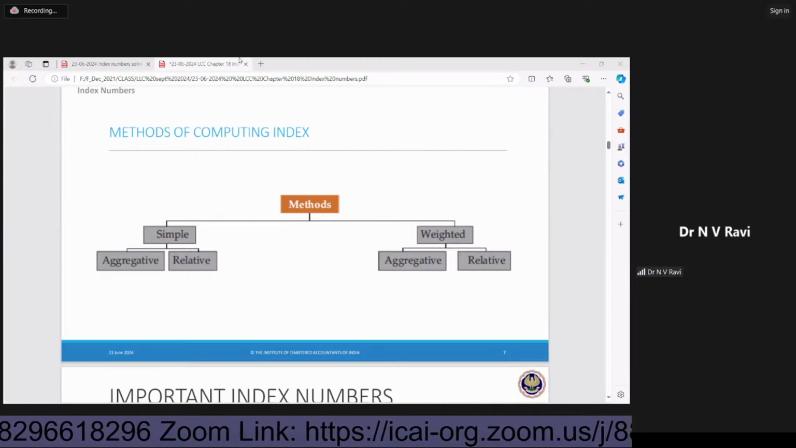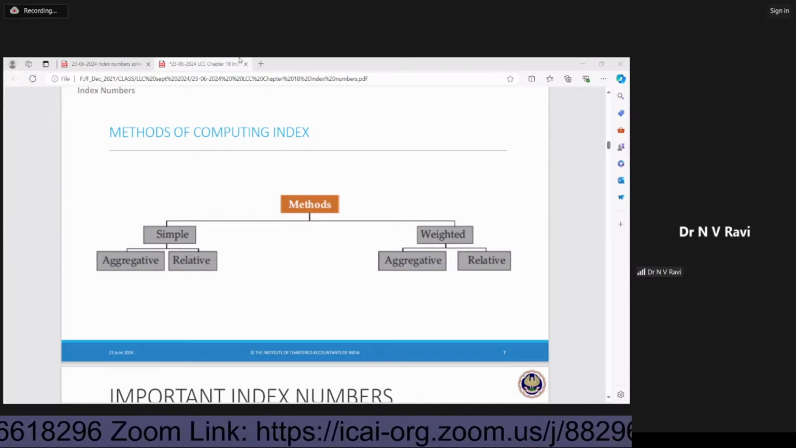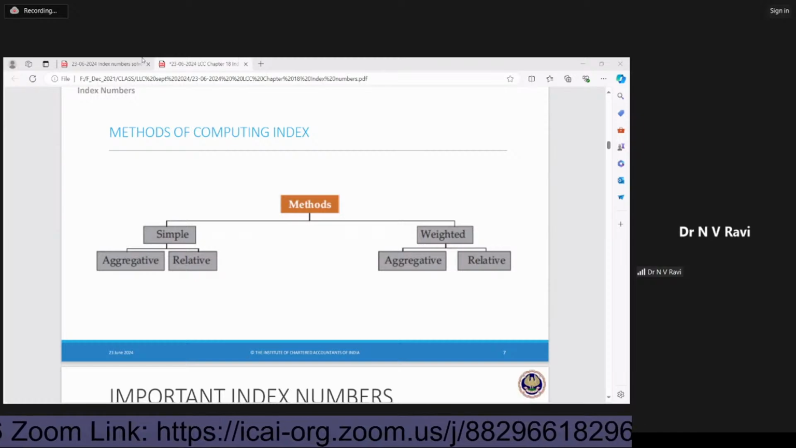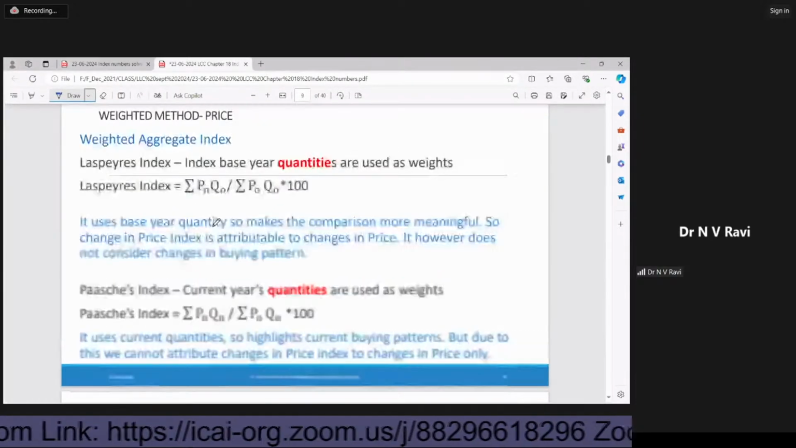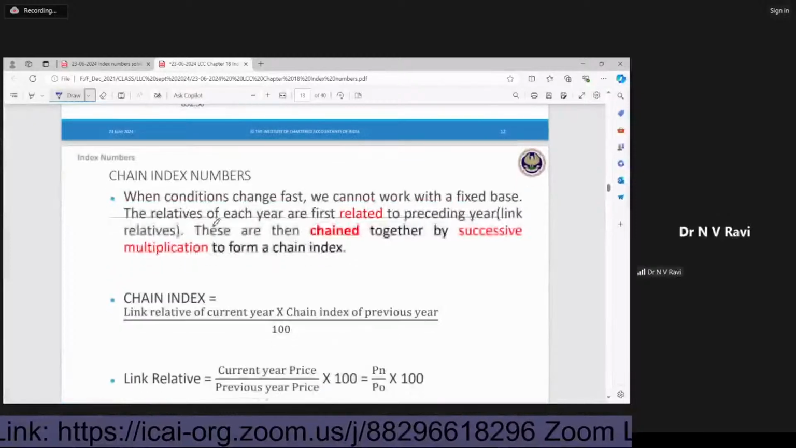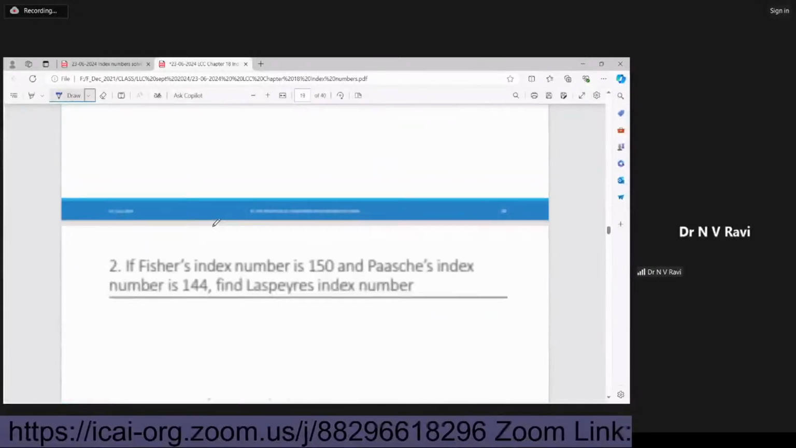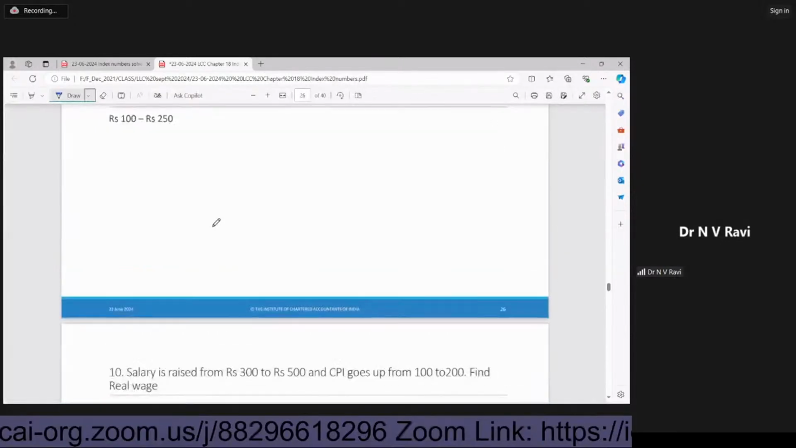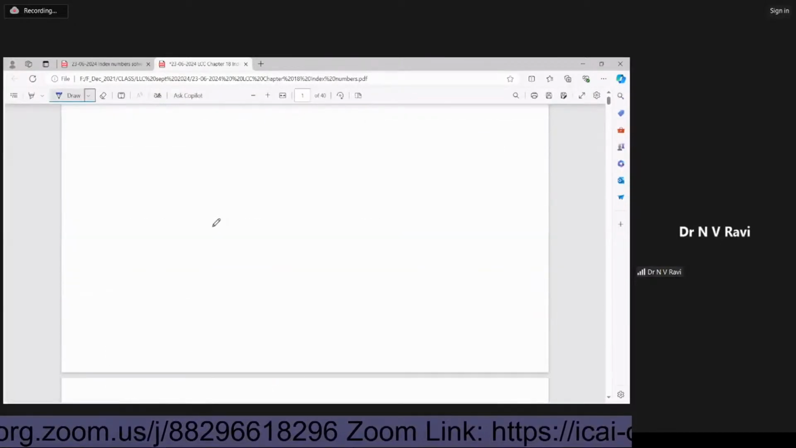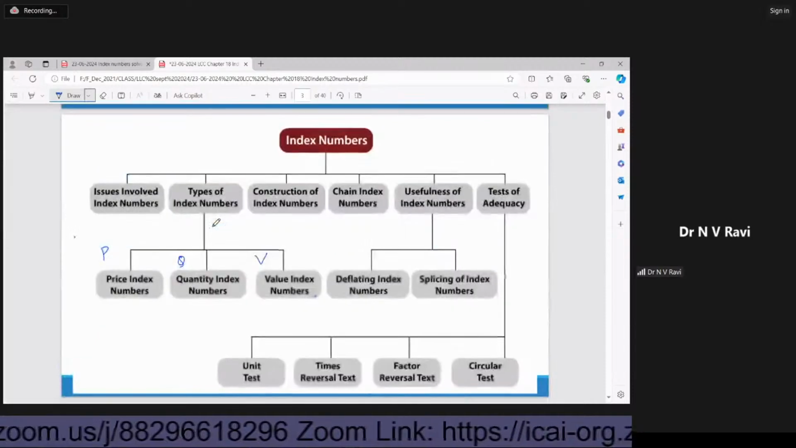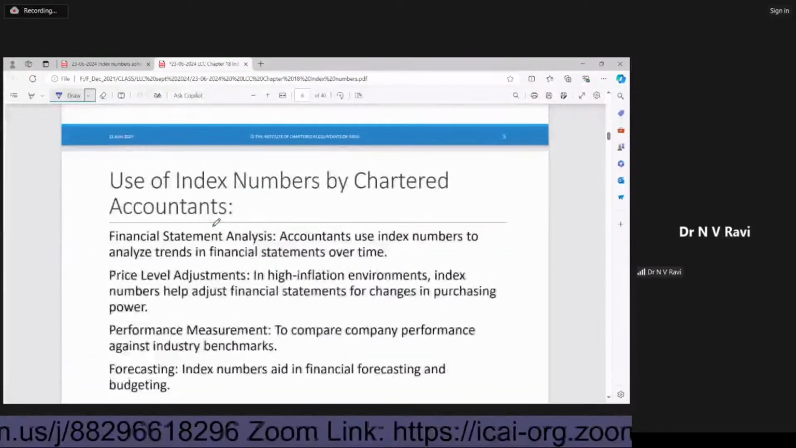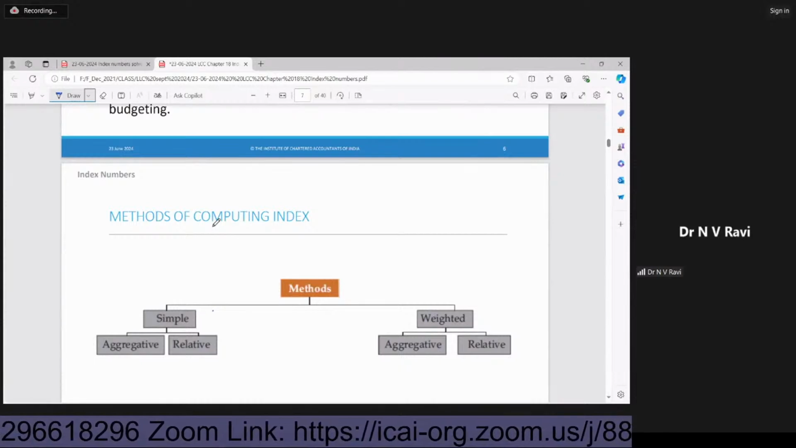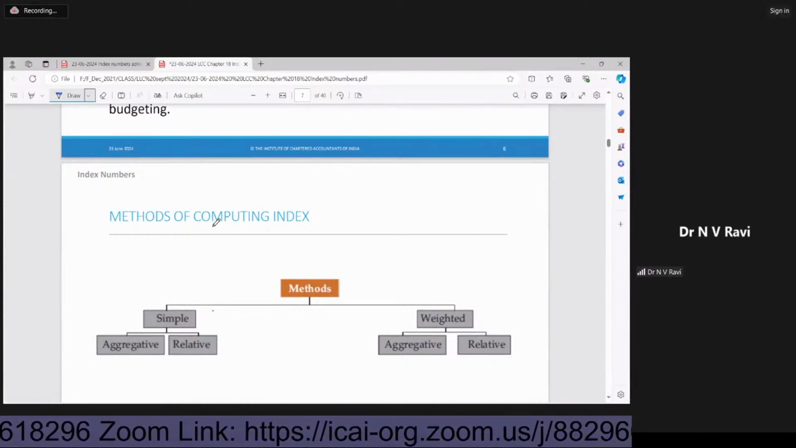Now, tests of adequacy are also important. There are 4 tests of adequacy: unit test, time reversal test, factor reversal test, and circular test. From the examination point of view, the unit test is very important. This test requires that the index should be independent of the units in which prices and quantities are quoted. Except the simple aggregative index, other formulas satisfy this test.